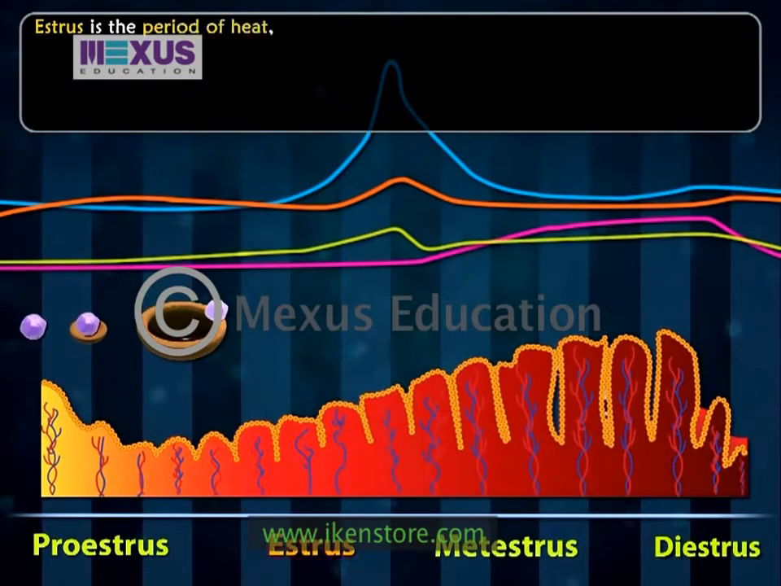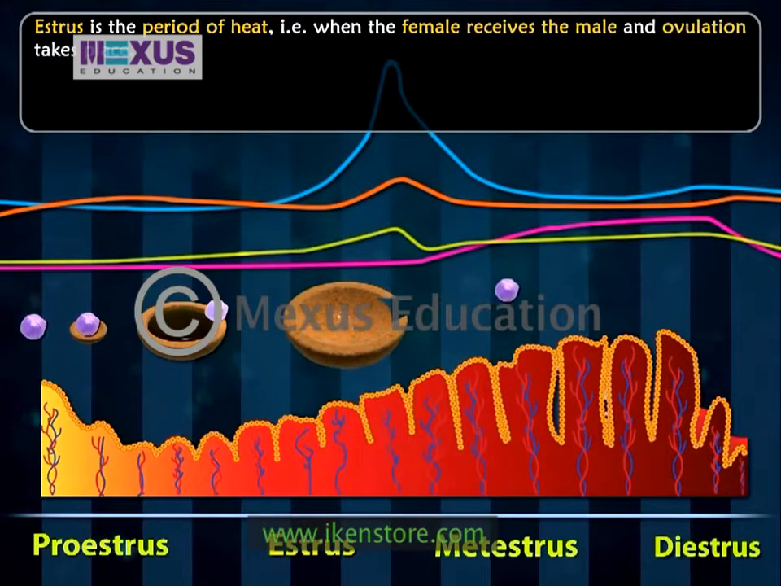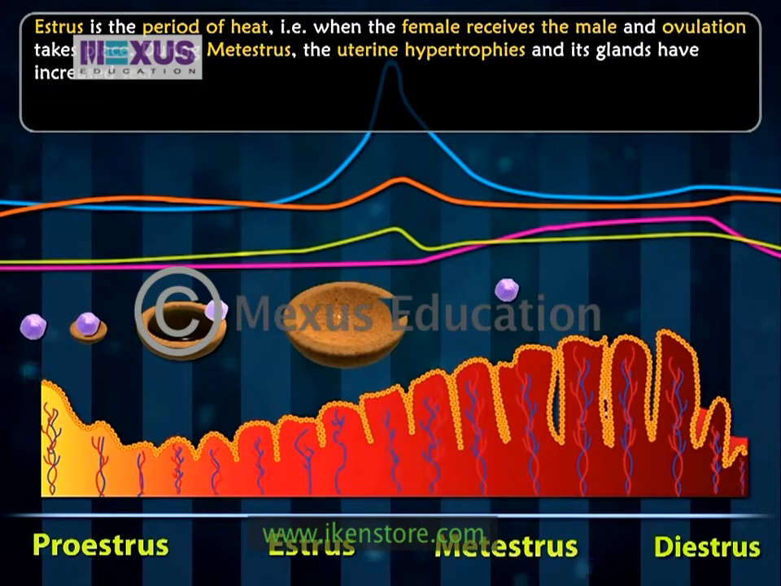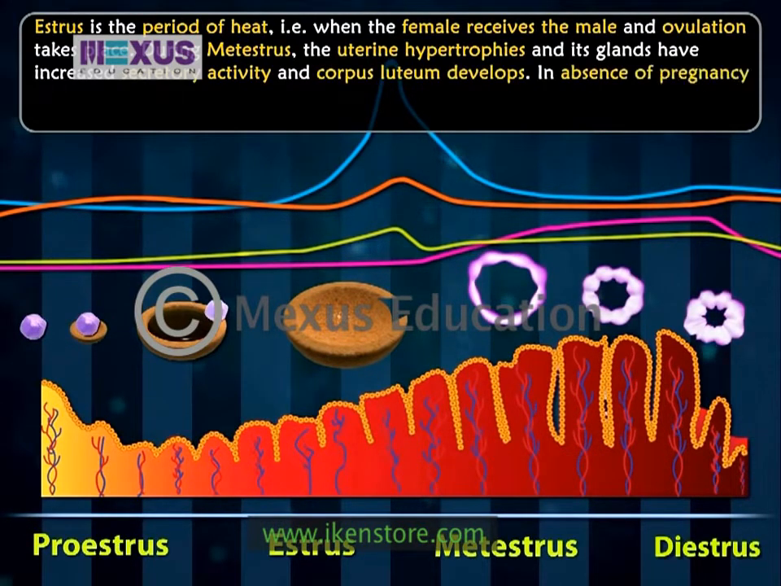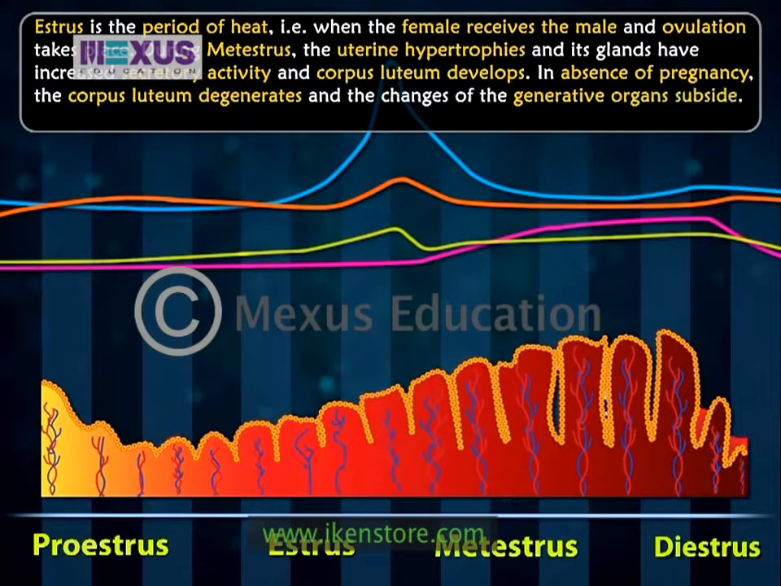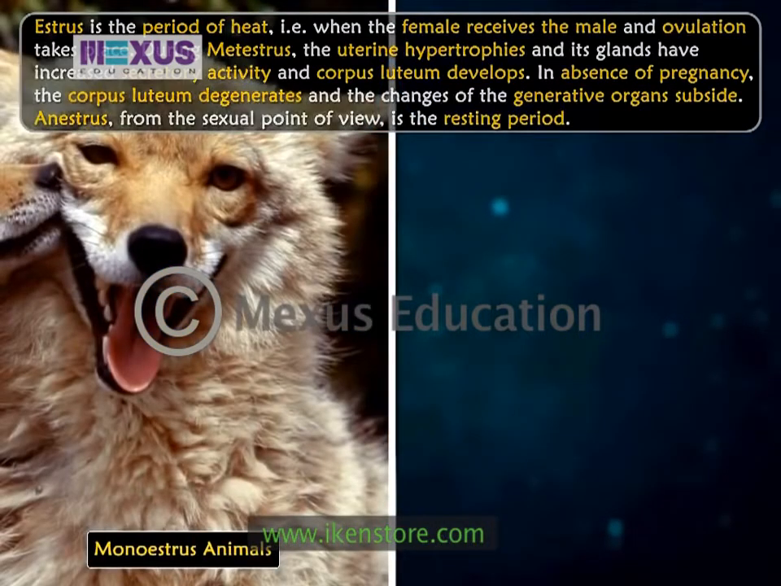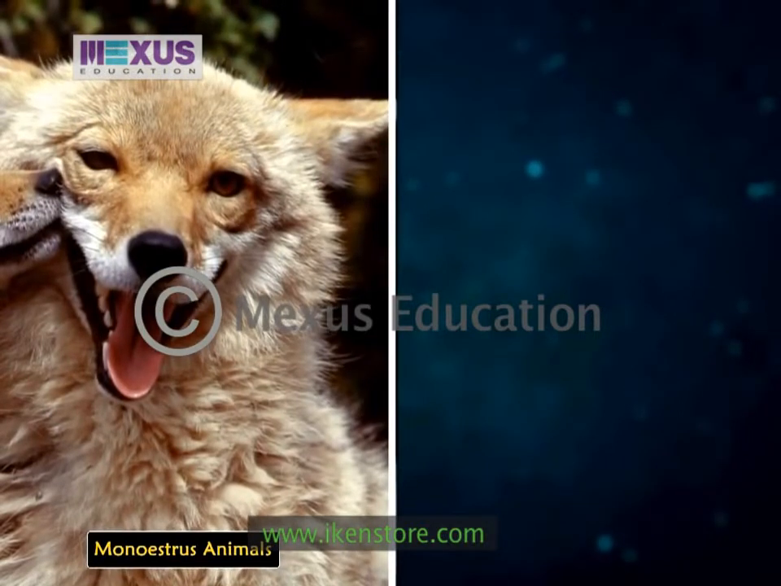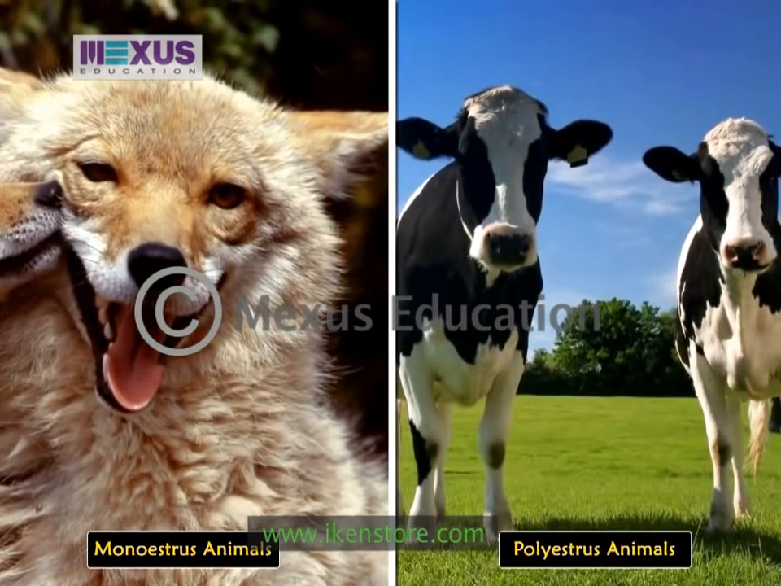Estrus is the period of heat, that is, the female receives the male and ovulation takes place. During metestrus, the uterus hypertrophies and its glands have increased secretory activity and corpus luteum develops. In absence of pregnancy, the corpus luteum degenerates and the changes of the generative organs subside. Anestrus, from the sexual point of view, is the resting period. In monoestrous animals, it lasts up to the next mating season, whereas in polyestrous animals, the resting interval is short, only up to the next cycle.